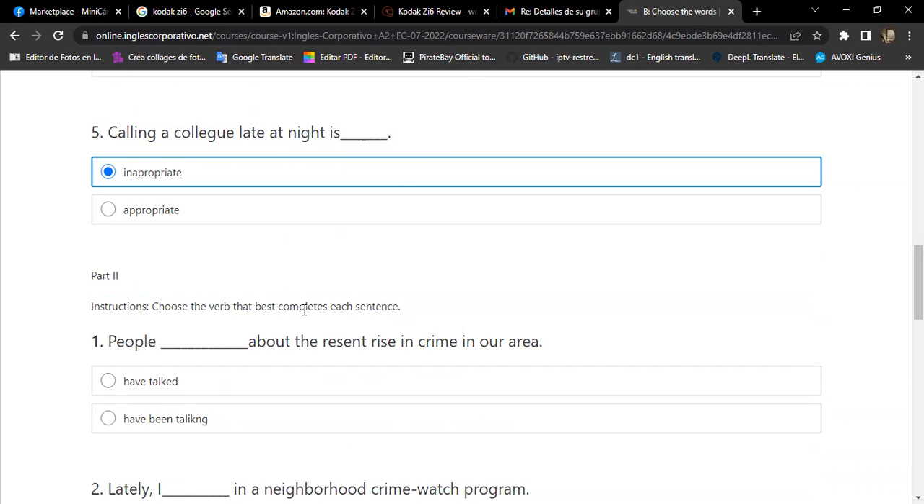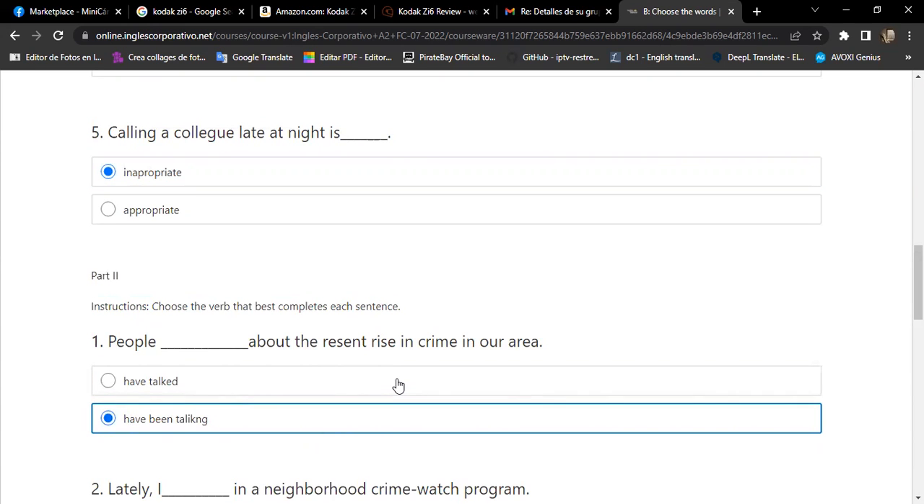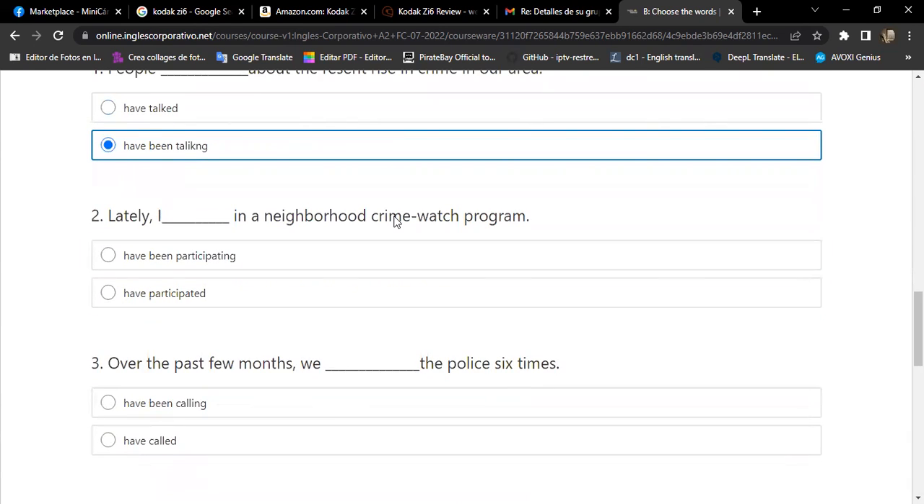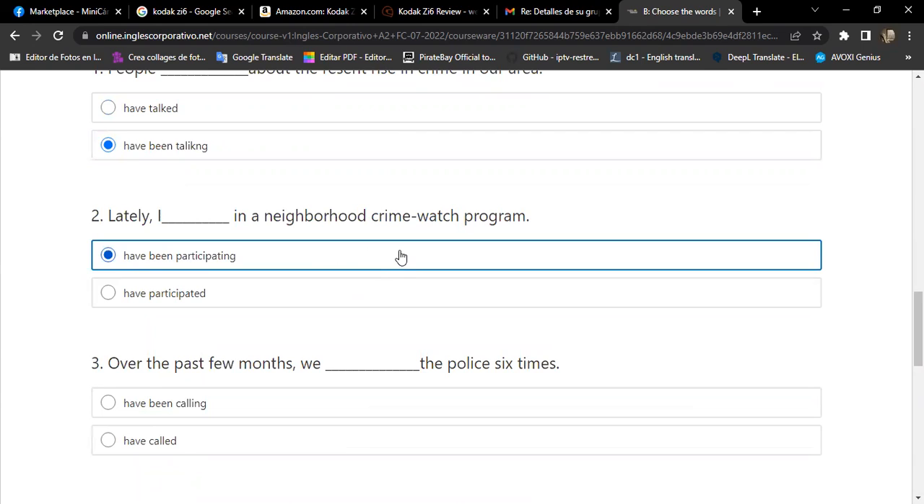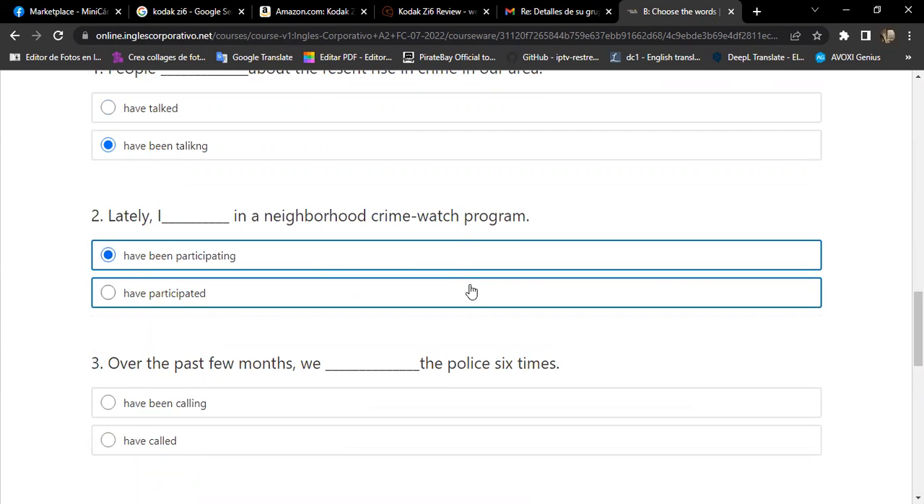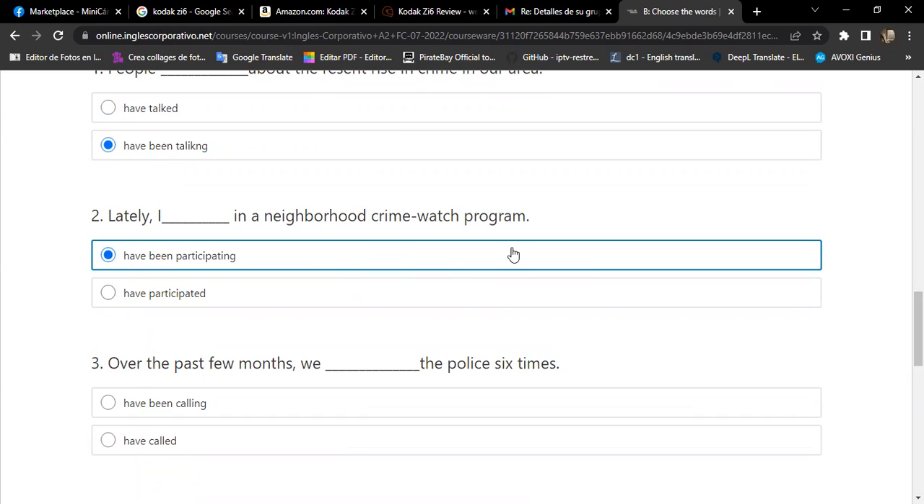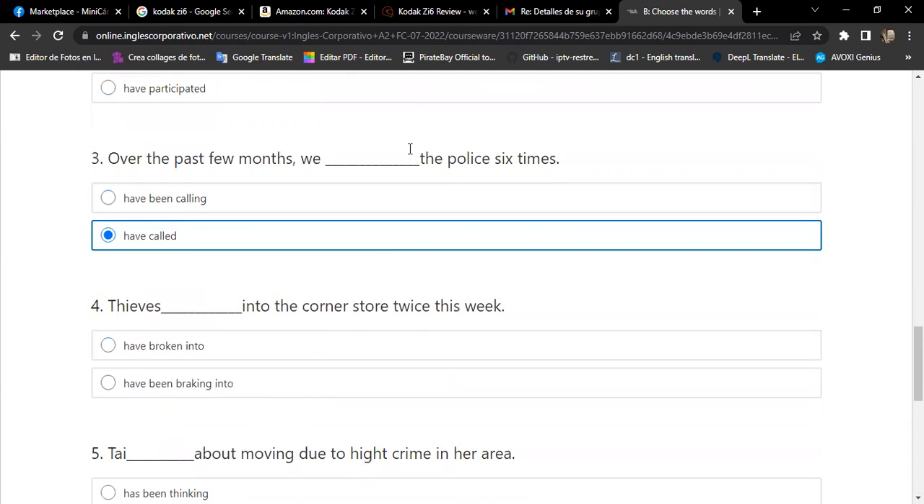Number one, instructions. Choose the verb that best completes each sentence. People blank about the recent rise in crime in our area. Have been talking, yes. Lately, I blank in a neighborhood crime watch program. I have been participating. Good. Over the past few months, we blank the police six times. We have called the police six times.